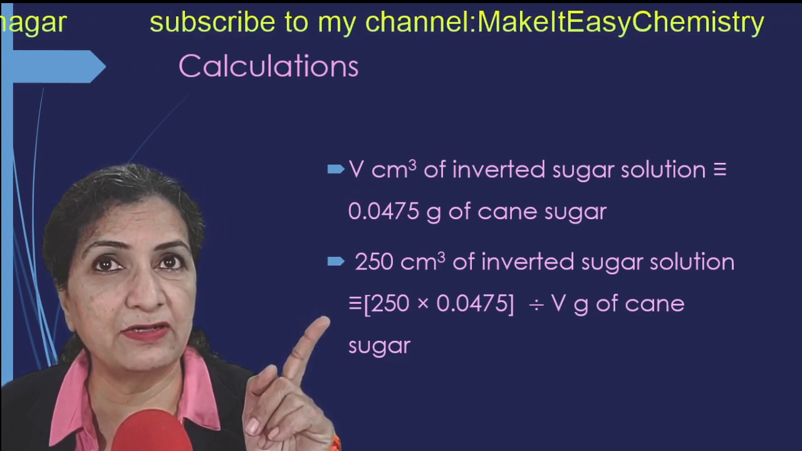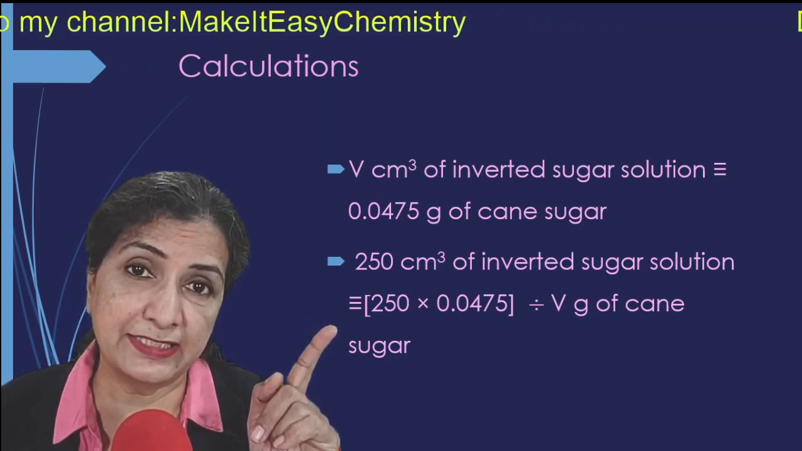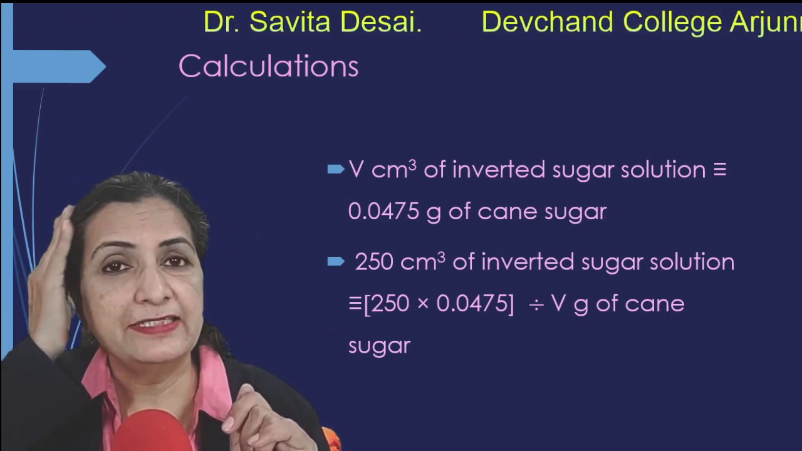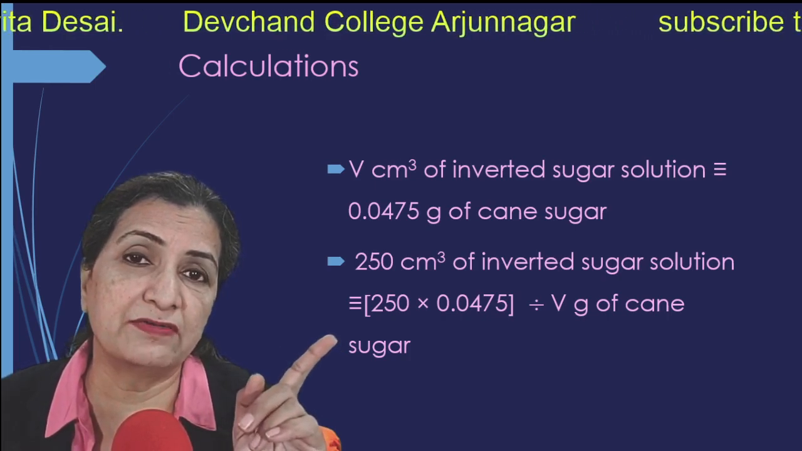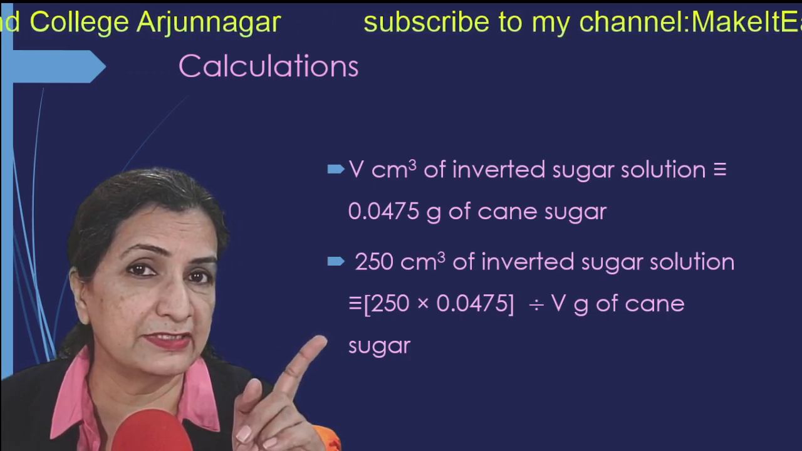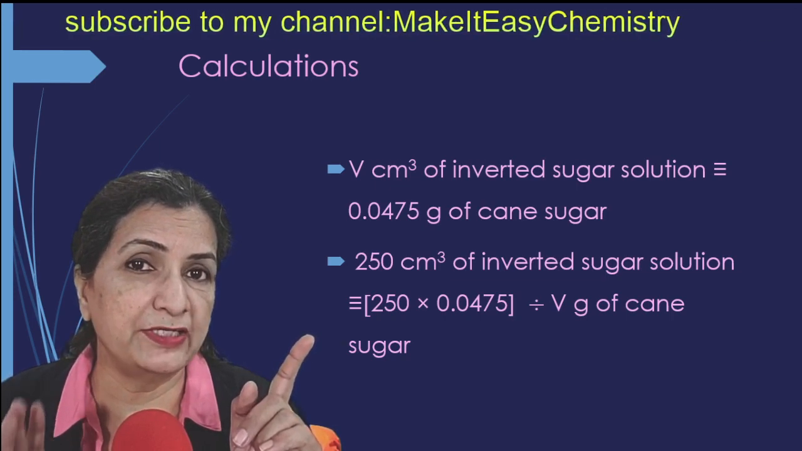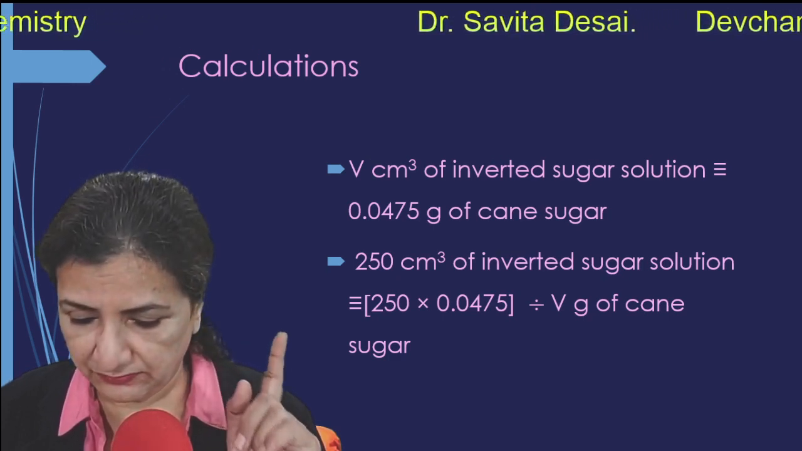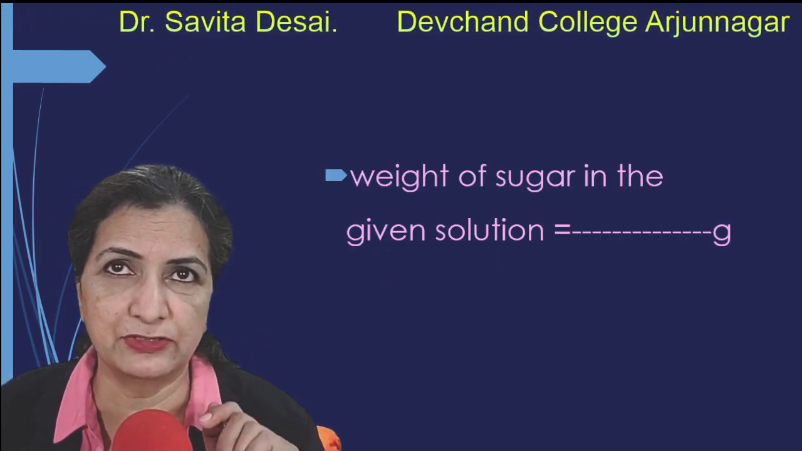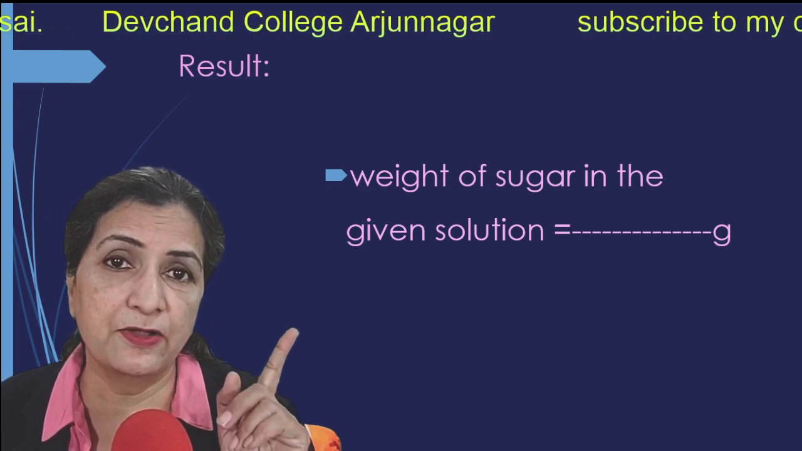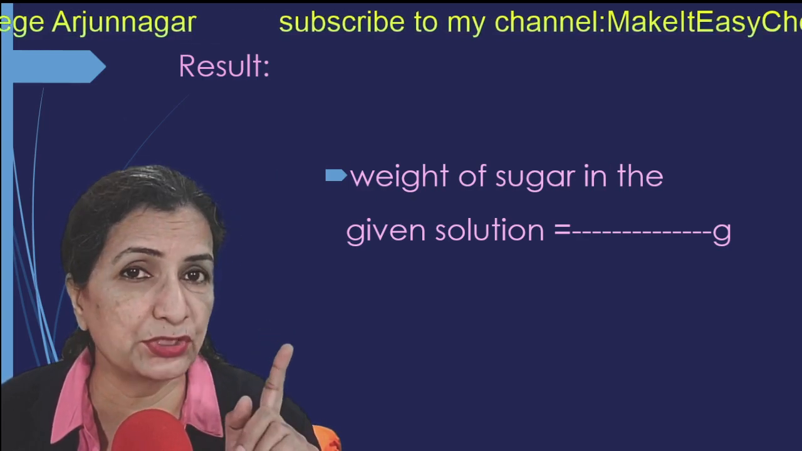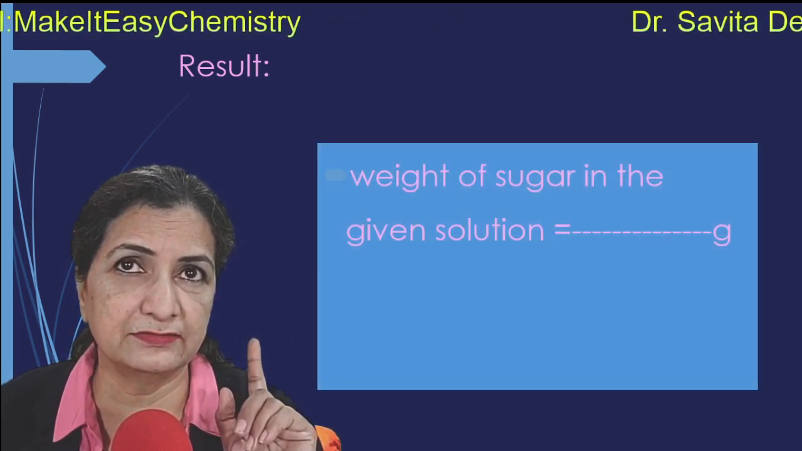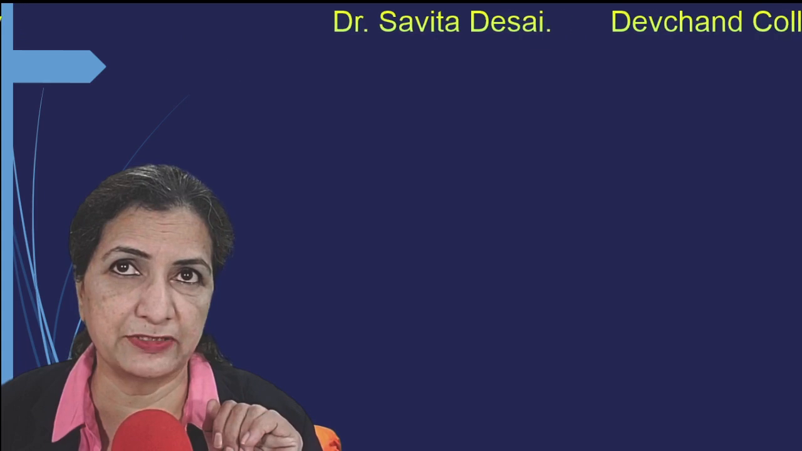So the 250 ml of inverted sugar solution, which was given to us in a round bottom flask, has this much sugar. What is that amount? 250 into 0.0475 divided by V grams of cane sugar will be present in the given solution. So this is the result. The weight of the sugar in the given solution is dash dash grams. This is the result of this estimation.